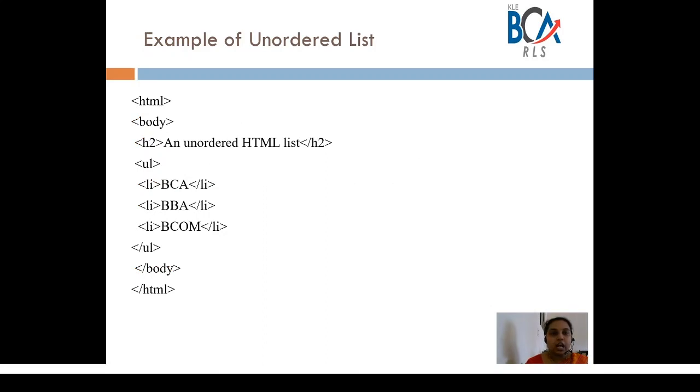We have prepared an unordered list consisting of 3 items. The list items are enclosed within the LI tag and the entire thing is enclosed within the UL tag. So we have 3 list items over here, BCA, BBA and BCom. Now we will see a brief demo on the unordered list.